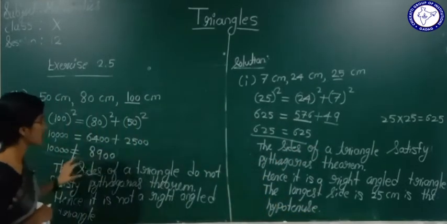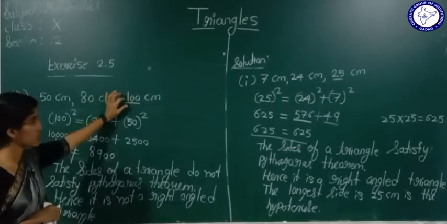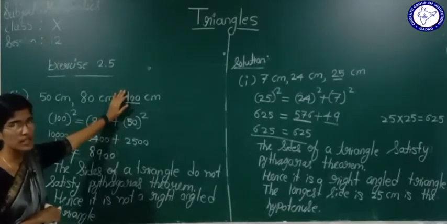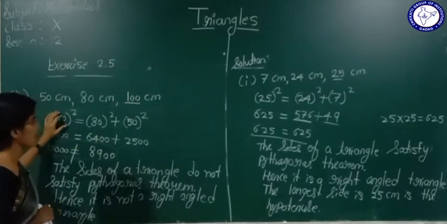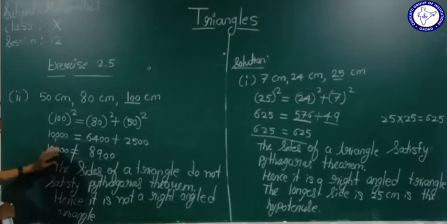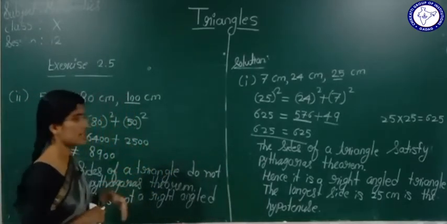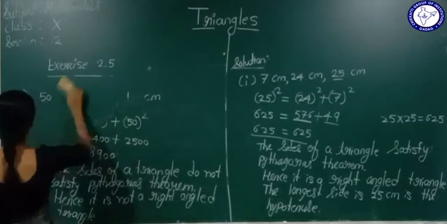Here also we have done the same thing. We took the hypotenuse. How do we come to know this is the hypotenuse? Because the hypotenuse will have the largest side, right? Here we took the hypotenuse square like that, okay, but here the answer did not come the same. Therefore, we can tell that the sides of a triangle do not satisfy Pythagoras theorem. Therefore, this is not a right angle triangle. So now we will see the second problem.